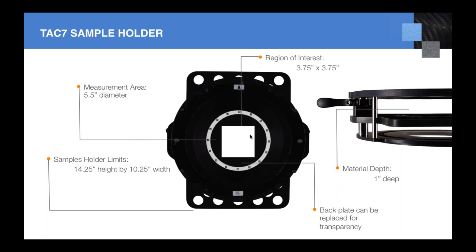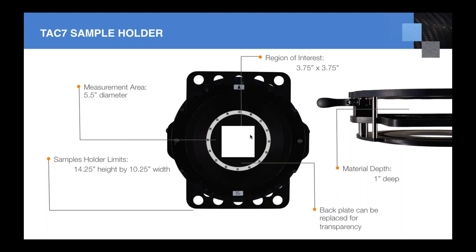You are limited by a piece of material that is 14¼ inches high by 10¼ inches wide. So anything bigger than that, as I mentioned, the sample holder will rotate. If it's bigger, it won't be able to rotate. So that's one of our limitations there.